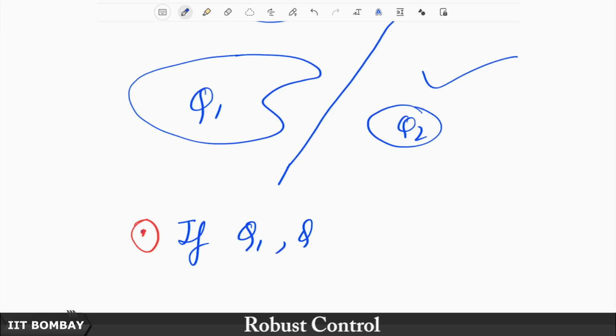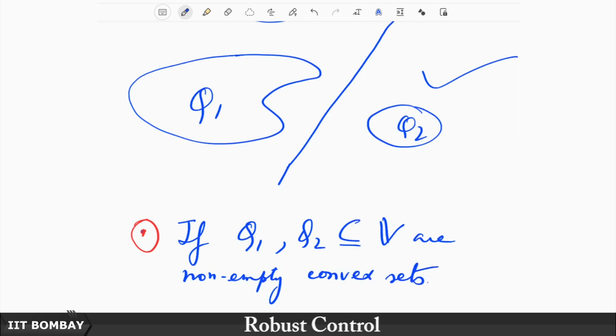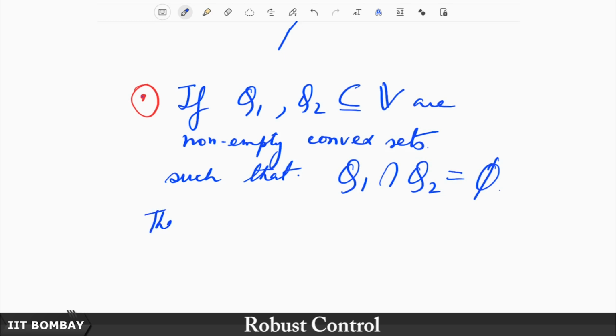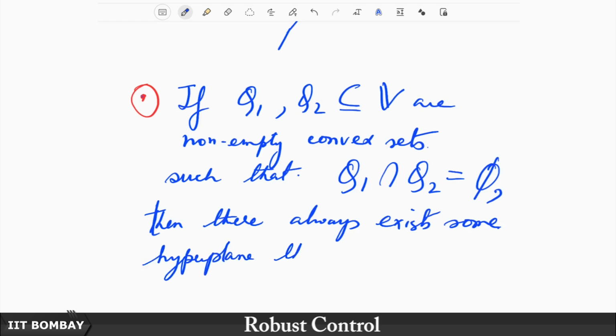So, if Q1 and Q2 both are subsets of the vector space V, and are non-empty convex sets, such that they are disjoint, that is Q1 intersection Q2 is the empty set, then there always exists some hyperplane that separates Q1 and Q2.